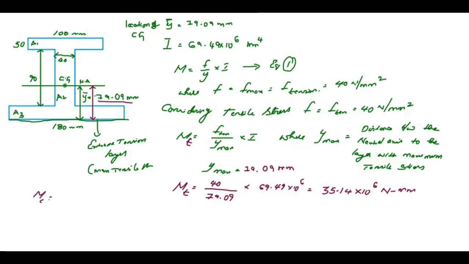MC would be F compression divided by Y max into I. But here, what is the F compression? It is 70 Newton per mm square divided by Y max. What is Y max? See here, you are using compressive stress, right?